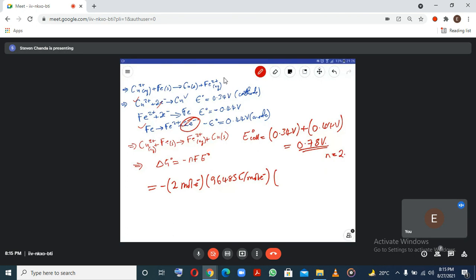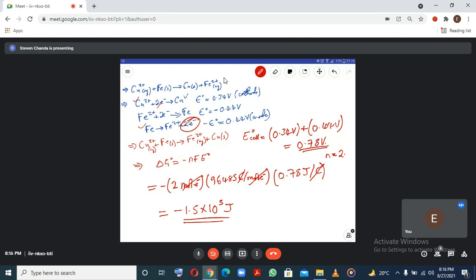Then the E cell is what? That's positive 0.78. Now for this one, we prefer to write joules over coulomb. Joules over coulomb is the same as volts, but we love using this because there we can see the cancellation. So it makes the work clear. Once you do this, you then get your value of 1.5 times 10 to the power 5 joules. So that's the negative G.